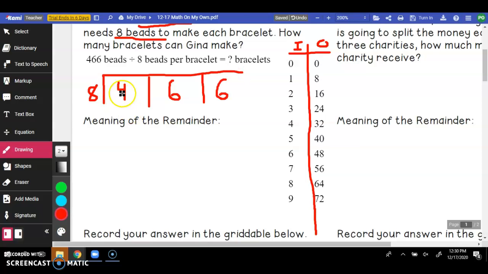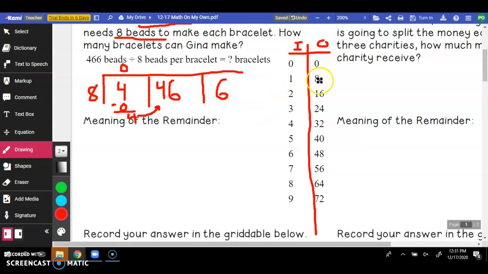So let's see how many groups of 8 I can make with 4. Well, 4 is greater than 0, but less than 8. So I can only make 0 groups. I do not have enough for even one group of 8. So I can make 0 groups, which will use 0 beads. And after I made those 0 groups, I will still have 4 hundreds left over. So my 4 hundreds becomes 40 tens. And now I have 46 tens that I need to break up.